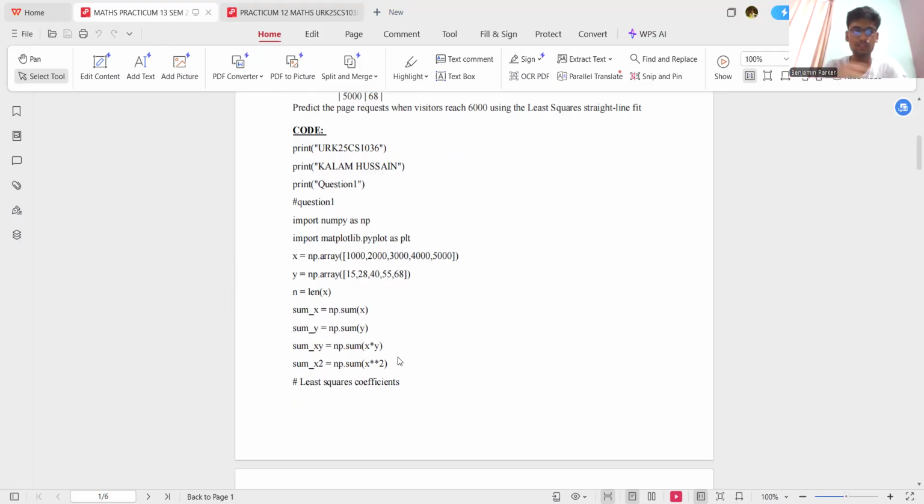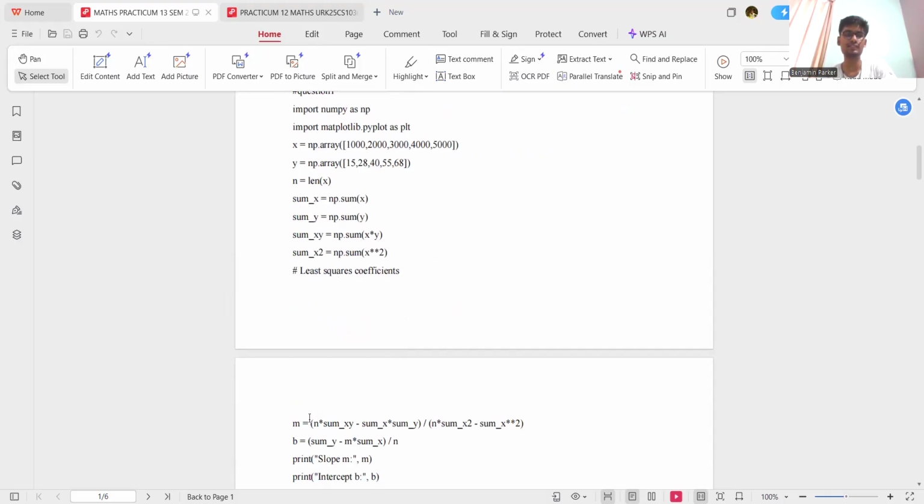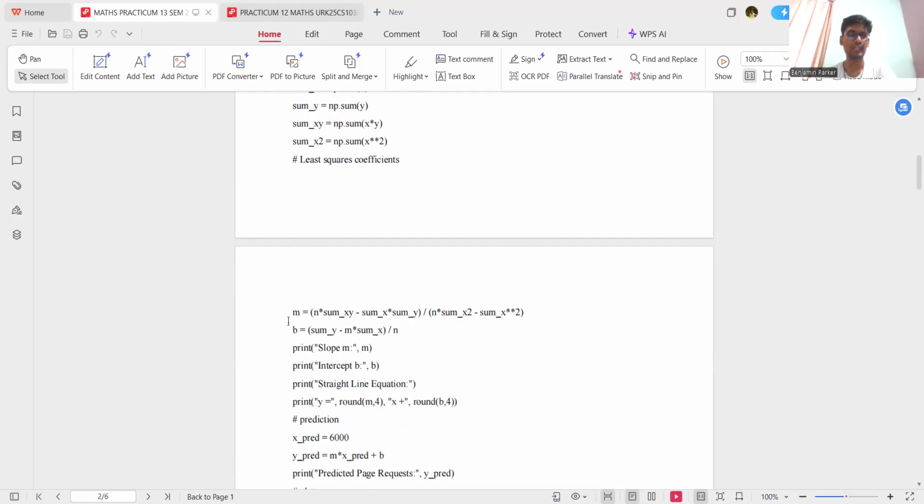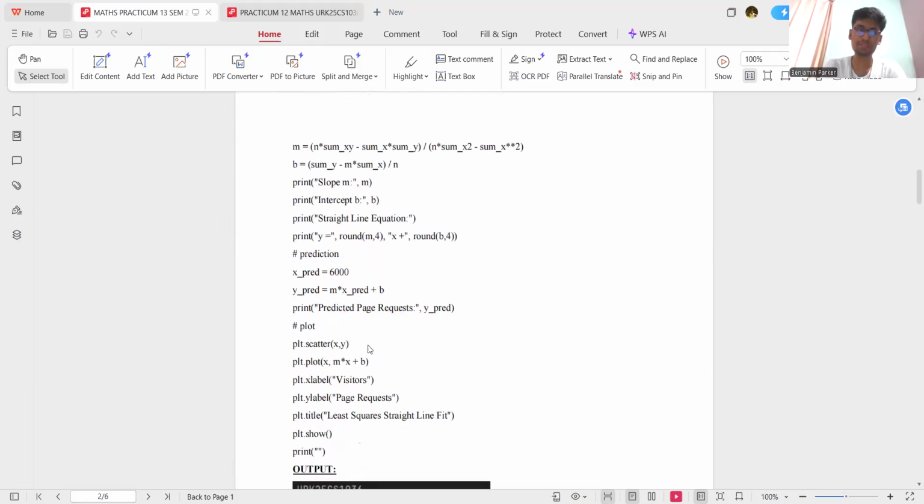After that we are using x square, np.sum x square. After that we are using the least square coefficients. m is equal to n times sum xy minus sum x times sum y, divided by n times sum of x square. Sorry, it's not x square, it's x2, and minus sum of x, whole square. Okay. And after that, we are using b as sum y minus m sum x divided by n. After that, we are printing out the slope m, and after that, printing the intercept b.